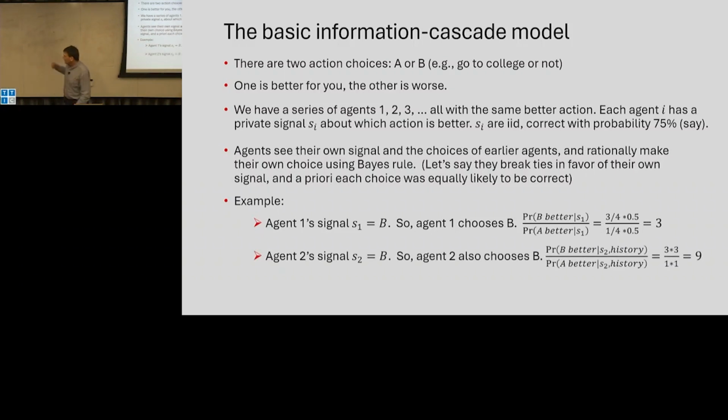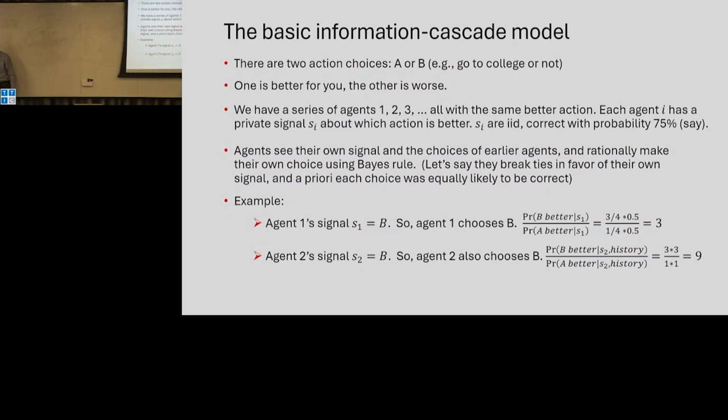All right. Let's look at what person 2 does. Let's imagine agent 2 comes along, their signal is also B, and they see what the previous person did. So agent 2 will also choose B. If we work out what they are saying, what's the probability B is better given their signal and what the previous person did? Well, the previous person chose B, which means their signal must have been B, because otherwise they would have done A. So now we know the previous person's signal was also B.